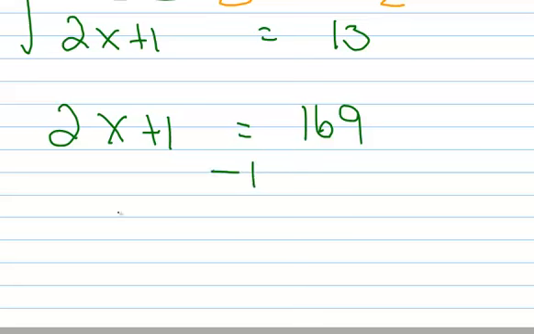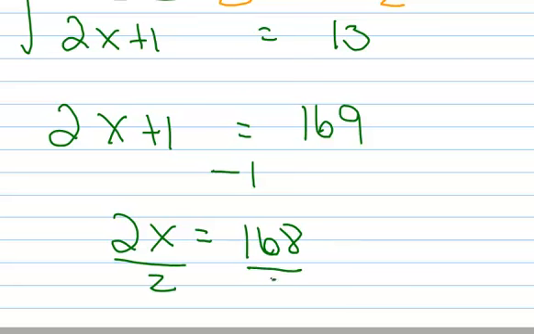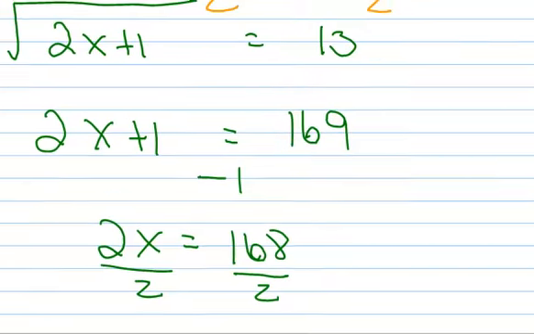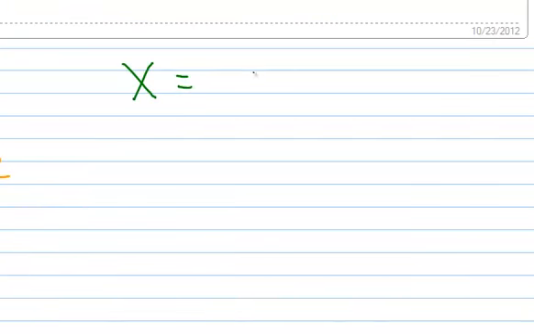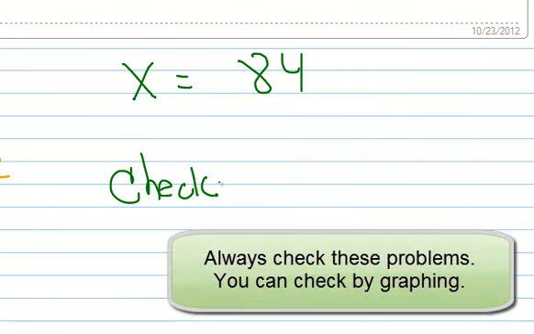So we're going to subtract 1. So we have 2x equals 168. We divide by 2, and then moving up here to the right, I get x equals 84. We always want to check these problems because you'll see in the next example we get some extraneous solutions. So let's review how to check it.